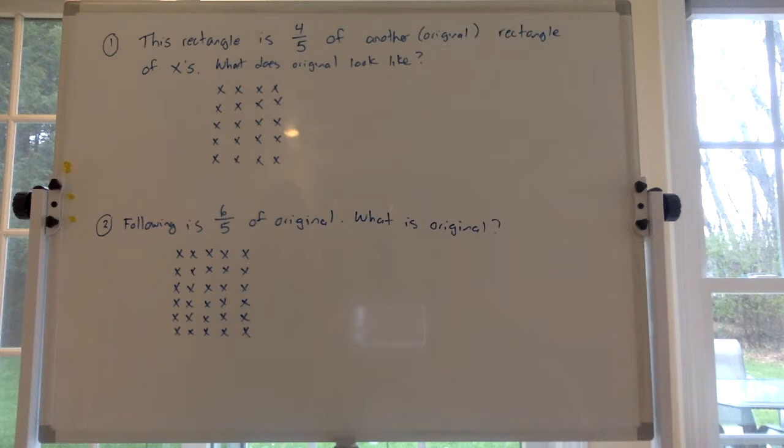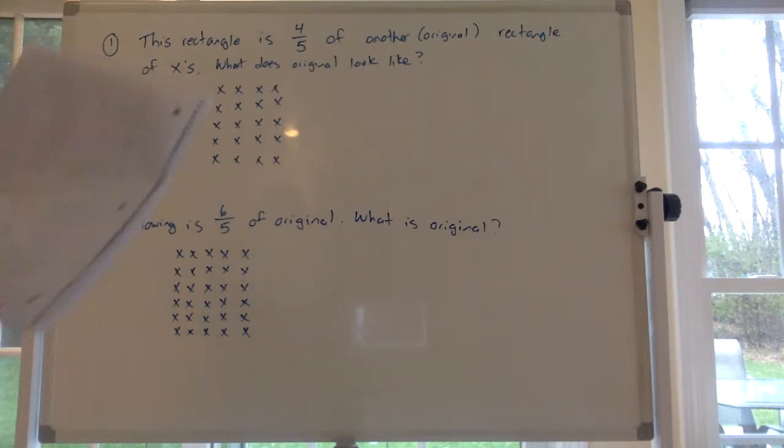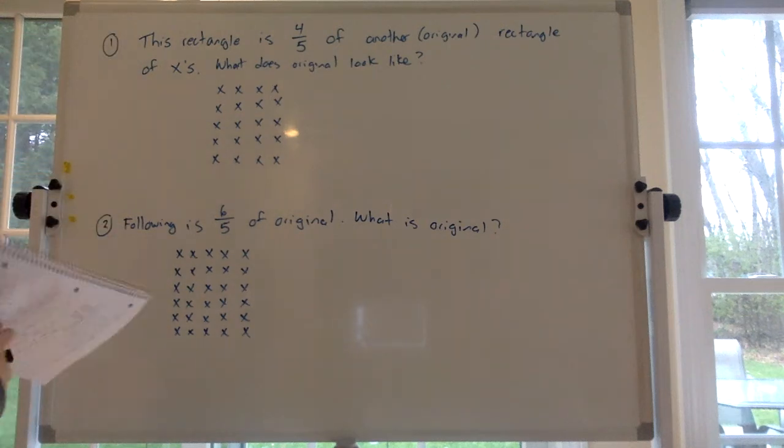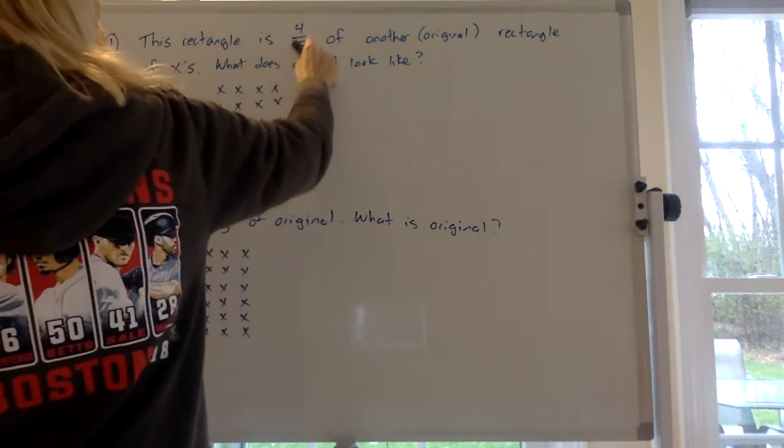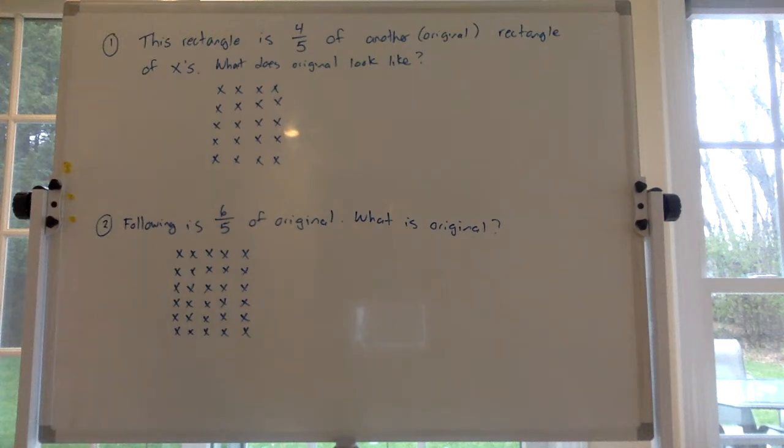So it's 4/5 of the original, so it's smaller than the original, right? So we know it's going to be smaller. So what does the original look like? Well, we had another problem like this in an earlier video, but what you have to do is you look at the fraction that they give you. And the number on the top is the number of pieces. This represents 4 pieces. So what you want to do is divide this thing up into 4 equal pieces.